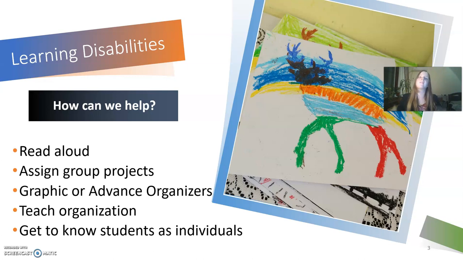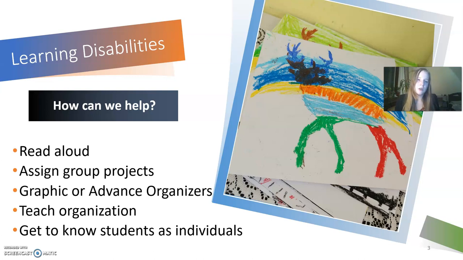It helps with a full-bodied learning. They're able to hear and see and maybe speak it out. That can help them a lot. You can assign group projects so that maybe their problem doesn't seem like such a big deal when somebody else is reading it aloud to them, and they can still have their input and they can still be a very valued member of a group. You could use graphic or advanced organizers. You can teach organization, or my favorite thing is just to get to know your students as individuals.